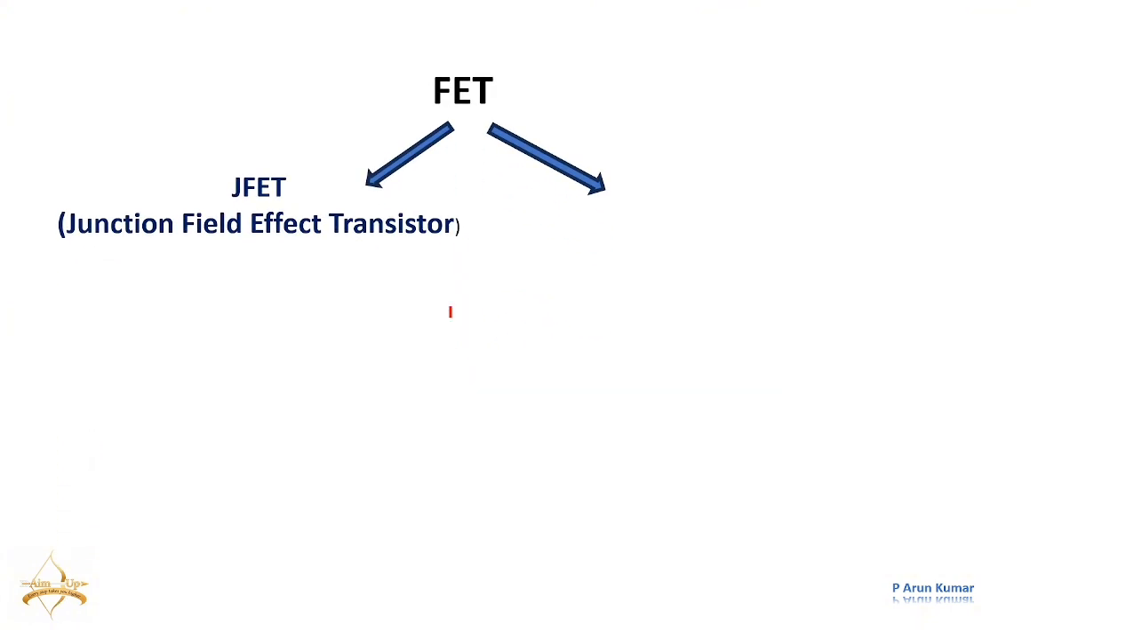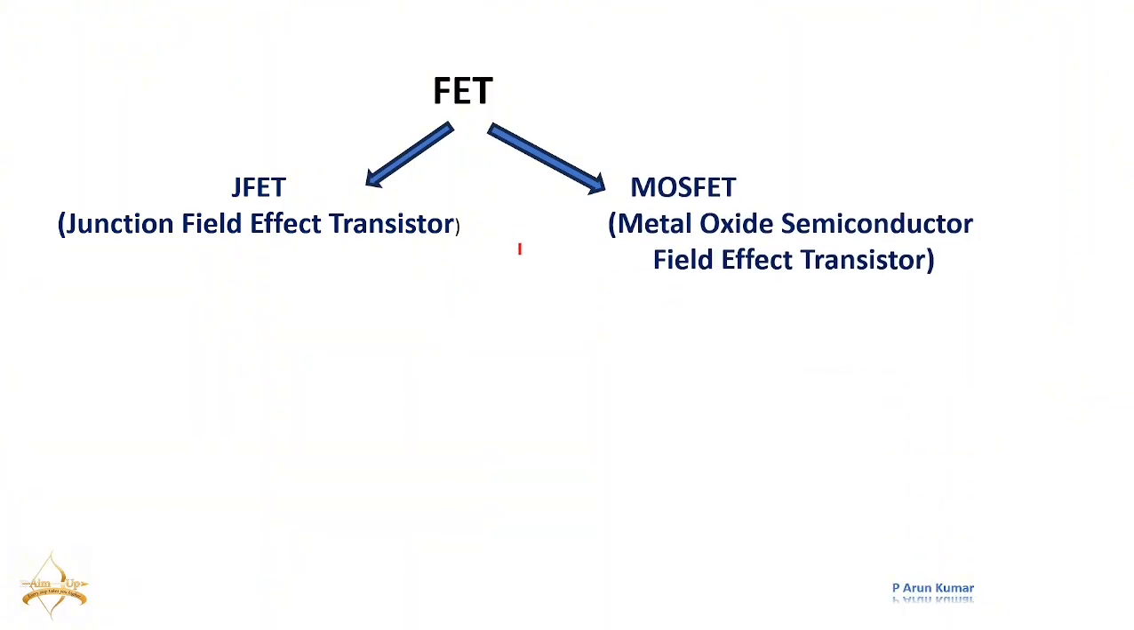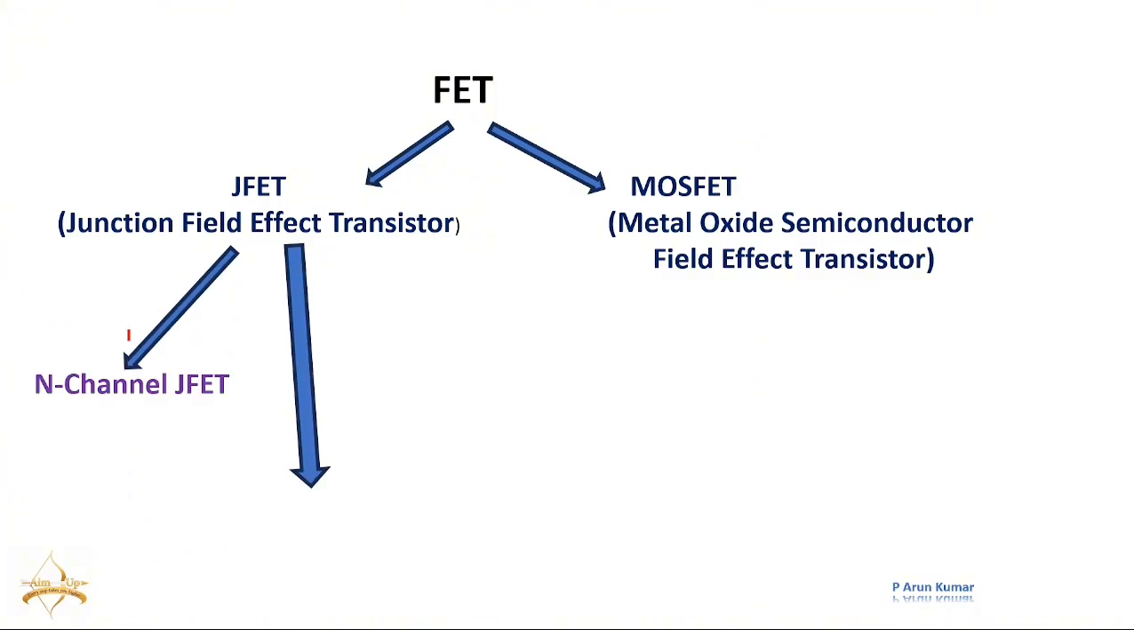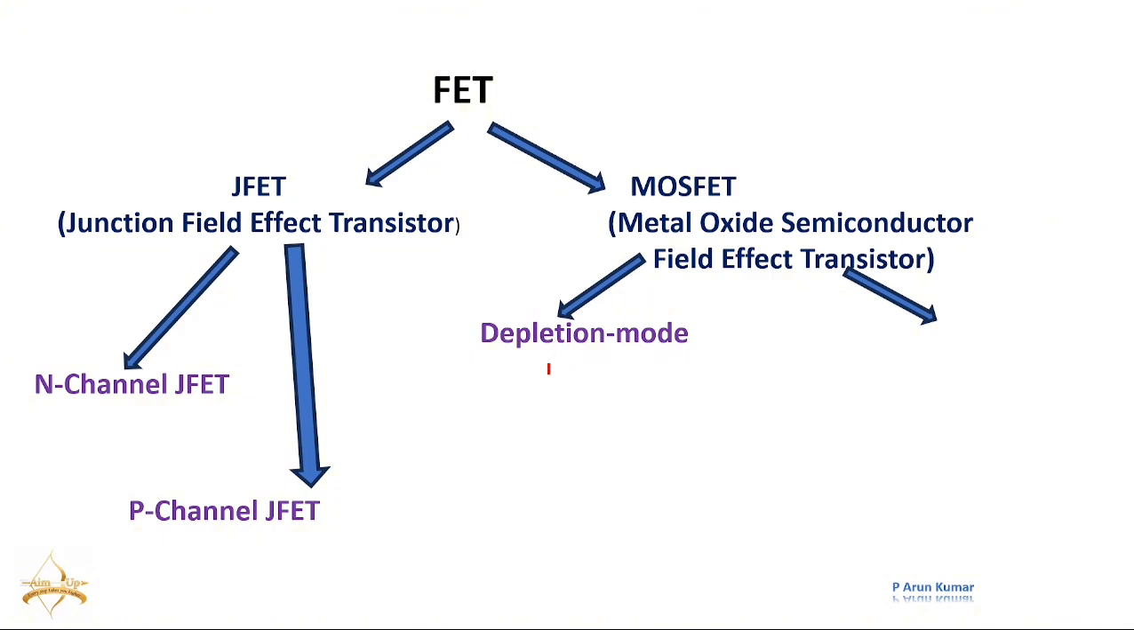Now, if you see, this FET is again classified into two types. One is JFET, Junction Field Effect Transistor. The other one is MOSFET, Metal Oxide Semiconductor FET. We'll see why it is called a JFET and why it is called a MOSFET. Now, in the case of a JFET, there are two types: one is N-channel JFET, the other one is P-channel JFET. In the case of a MOSFET, there are two types of MOSFETs out there. One is depletion MOSFET, the other one is enhancement MOSFET.